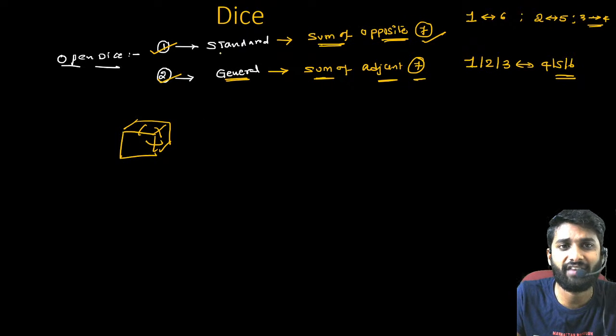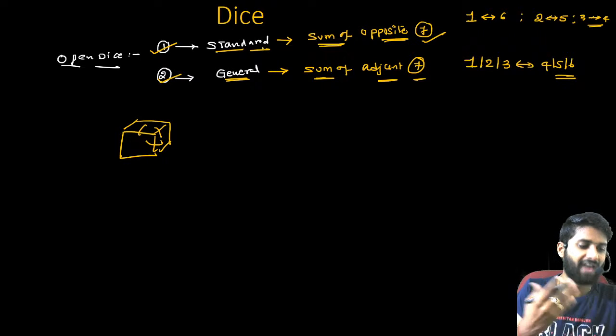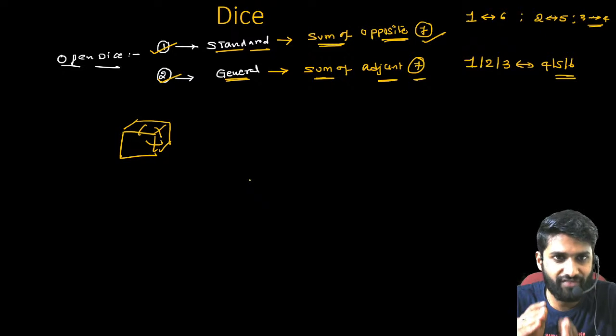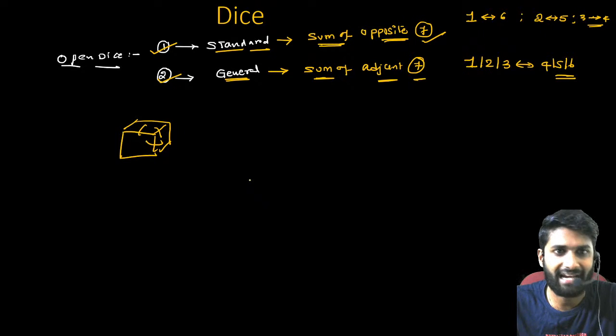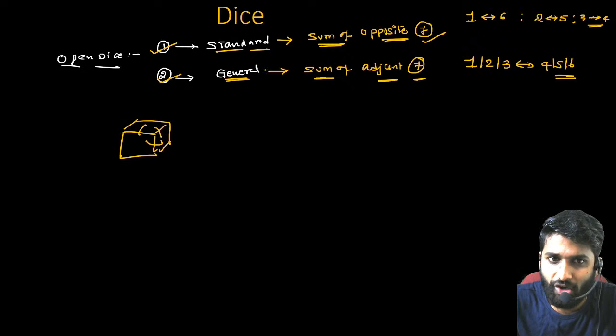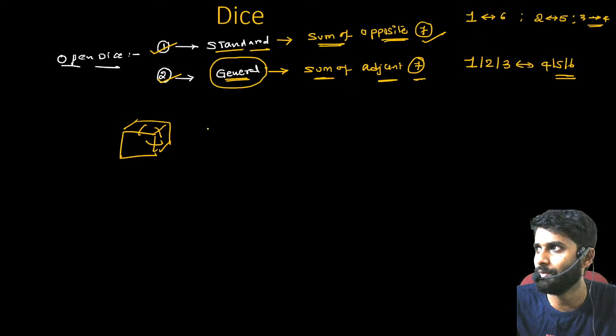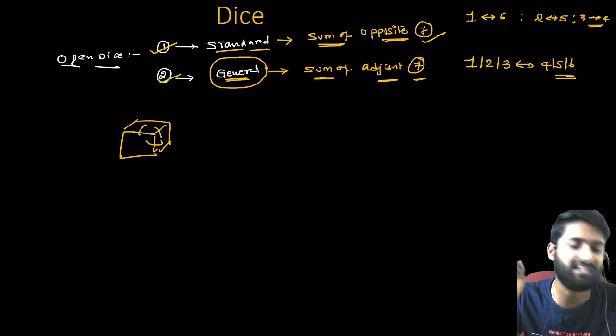If it is not a general, definitely that is the standard die. Why? We have only one other alternative. First of all, if any die is given, we need to identify whether the given die is standard or general. Most of the dies we can identify through the general. If a die is a general, no problem. If it is not a general, definitely it is a standard.